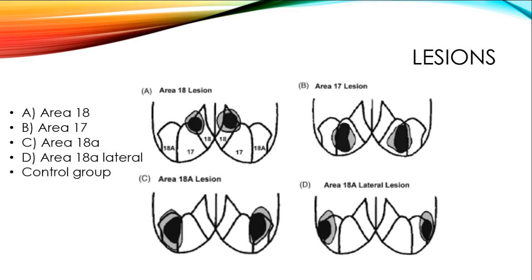Group A had lesions in area 18. There were 3 rats in Group B that had lesions in area 17. There were 5 rats that had lesions in area 18A, and there were 3 rats that had lesions in area 18A lateral. And there's also a control group of 4 rats that were anesthetized, yet no lesion was taken out. We also gave the rats 1 week to recover from the surgery before performing tests.